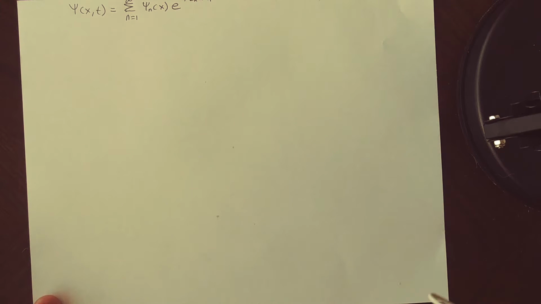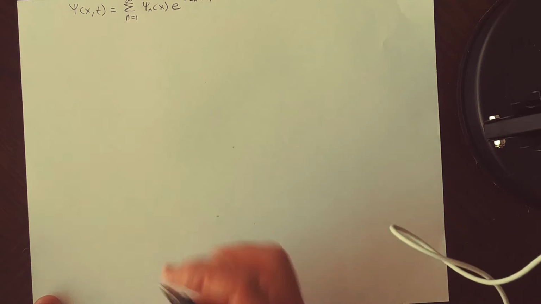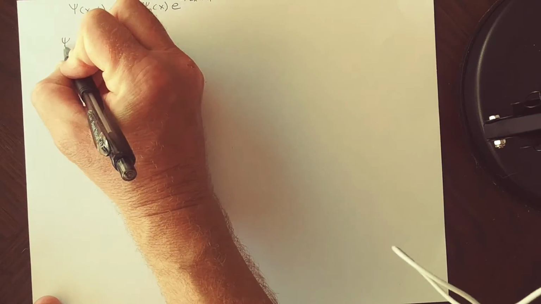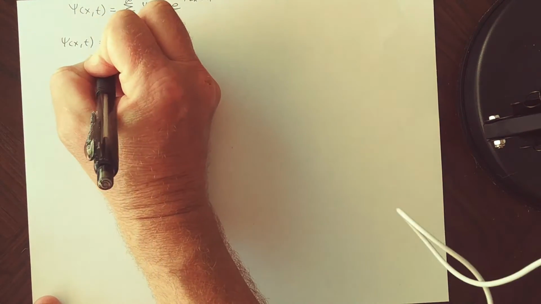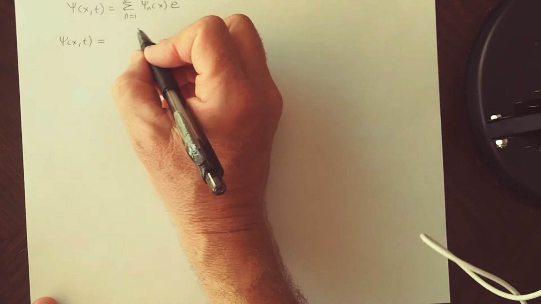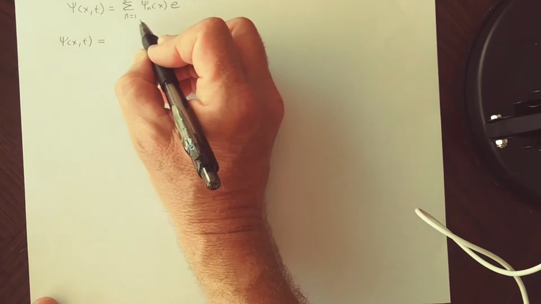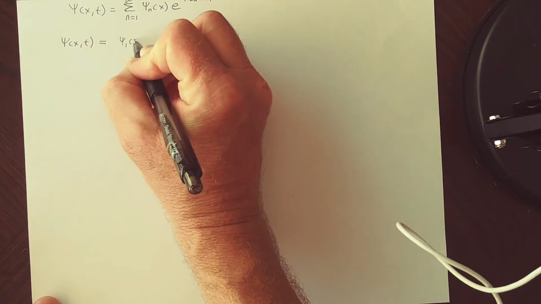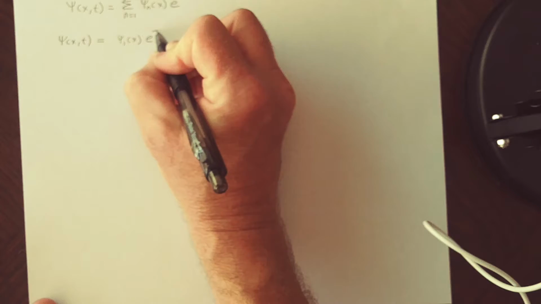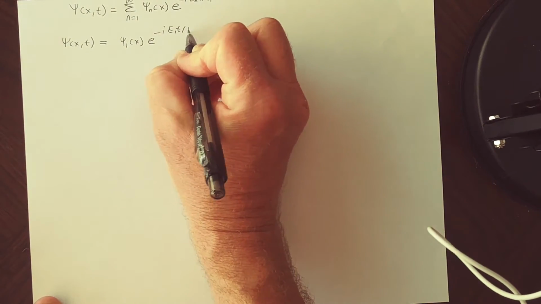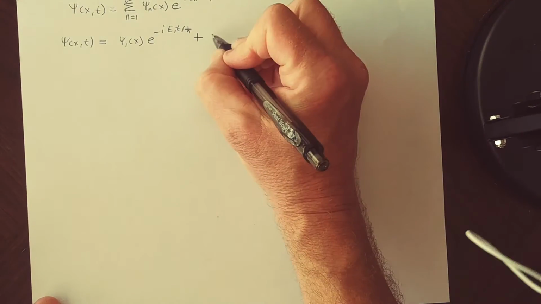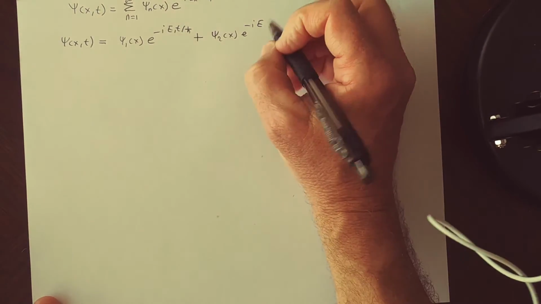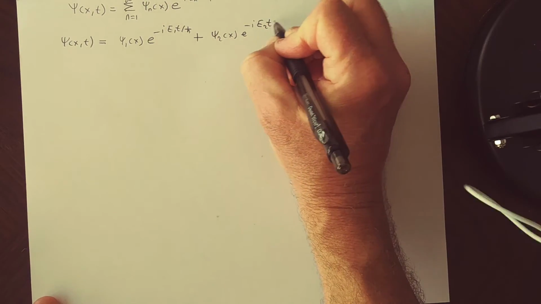We'll do it by imagining that we choose psi of x and t. We want some dynamics as well. So we're going to choose n equals 1 to 2, so we'll have two of these. We'll have psi 1 of x, e to the minus i E1 t over h bar, plus psi 2 of x, e to the minus i E2 t over h bar.